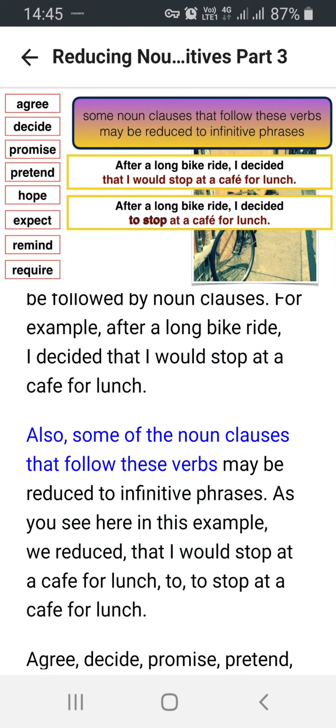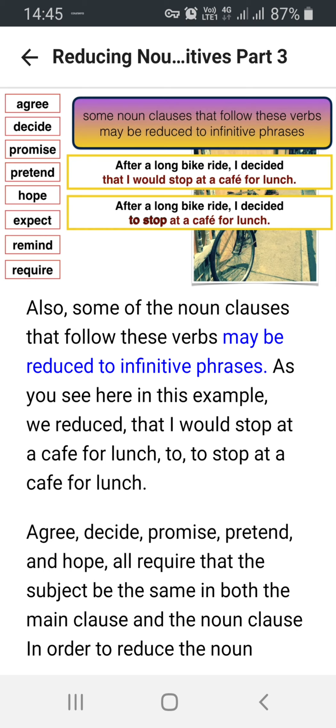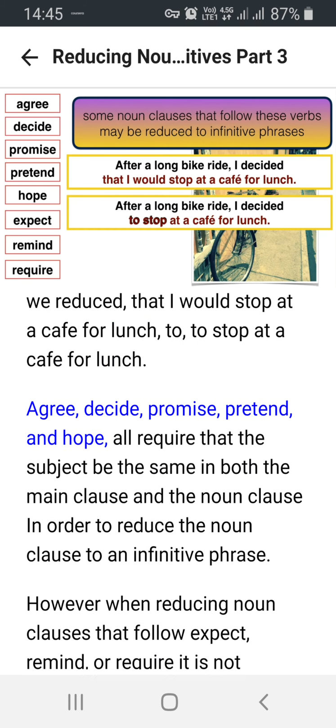Also, some of the noun clauses that follow these verbs may be reduced to infinitive phrases. As you see here in this example, we reduced that I would stop at a cafe for lunch to stop at a cafe for lunch.